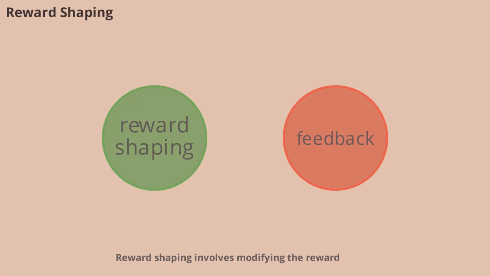Reward shaping involves modifying the reward signal to make learning easier or faster. By providing additional feedback, the agent can learn more efficiently. However, care must be taken to avoid unintended behaviors caused by poorly designed rewards.